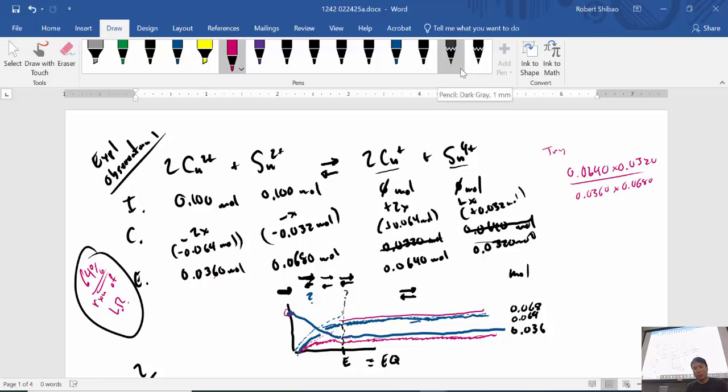It's going to be 0.064 times 0.032 divided by 0.036 divided by 0.068. And it comes out to 0.836. And so this is what we call the product to reactant ratio, 0.836.